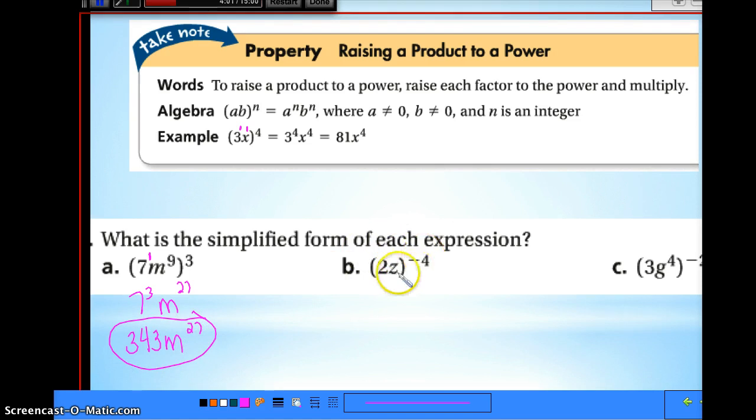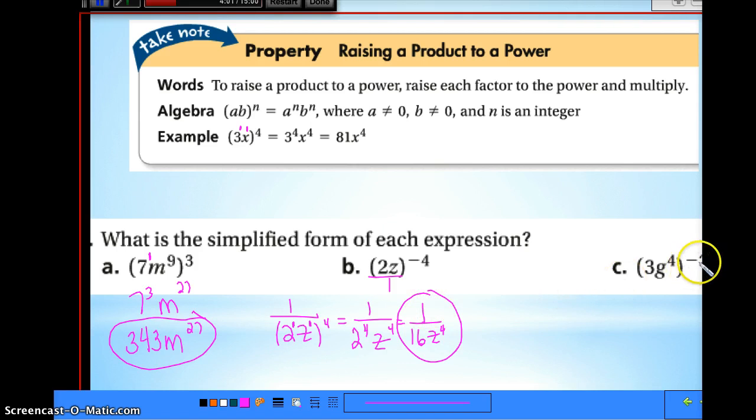Question number 2. It's a negative exponent, so first thing I'm going to do is reciprocate it. Keep it in parentheses because the -4, which now is going to go to a positive, applies to this and this, which means I use the power rule. 1 times 4 is 4, and 1 times 4 is 4. So now I'm left with 1 over 2 to the 4th power is 16, z to the 4th.